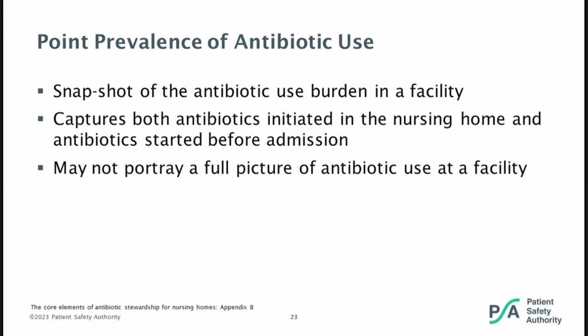Point prevalence of antibiotic use tracks the proportion of residents that are receiving antibiotics at any given time. This can be measured in a single day or a week or a month, essentially any time period that's useful to your facility. Point prevalence surveys can be an easier way to see antibiotic use data because it is time limited. With this method, you get a snapshot look at the burden of antibiotics in a facility, along with information specific to the residents who are receiving the antibiotics and why they are getting them.